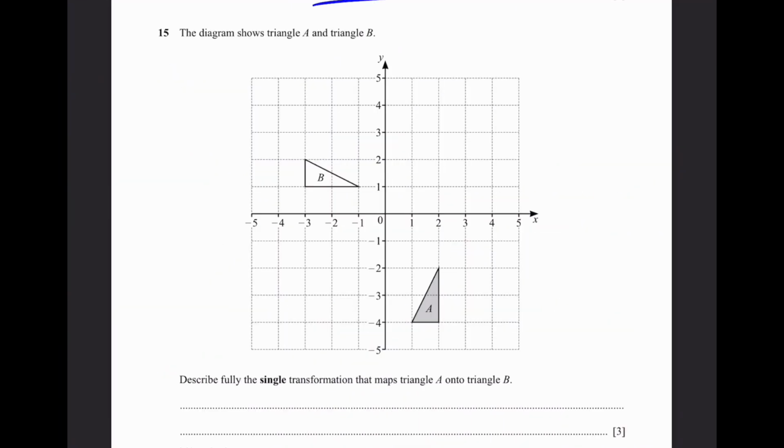The diagram shows triangle A and B. Describe fully the single transformation that maps triangle A onto triangle B. We can see that this is a rotation, since it does not look like it's been reflected in any way. Its orientation has been rotated 90 degrees. So there's a rotation, and as I just said, it's 90 degrees. And which direction? That's obviously going to be this way, or in terms of a name, it's clockwise.